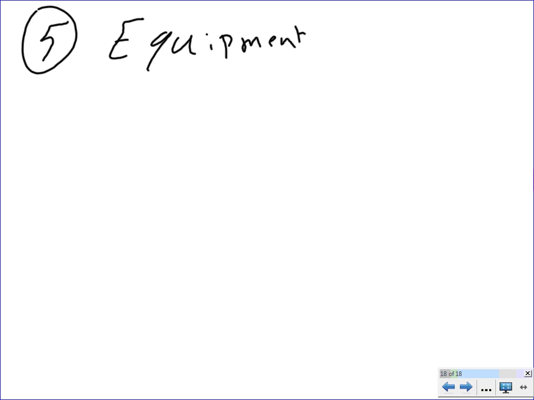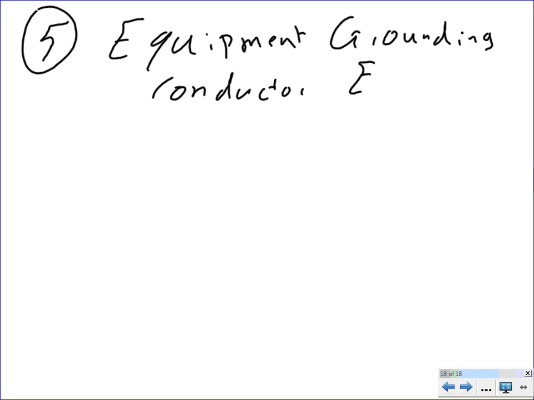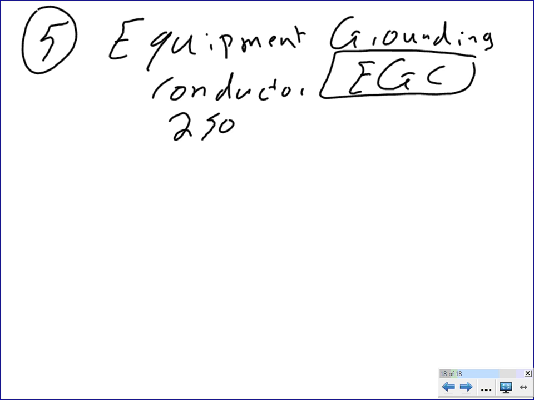Number 5. What was number 5, DJ? GEC. Okay, now number 5 is going to change its name. We're going to name it equipment grounding conductor and not grounding electrode conductor. So it's going to be equipment grounding conductor, and that's the EGC. And this is coming from table 250.122.